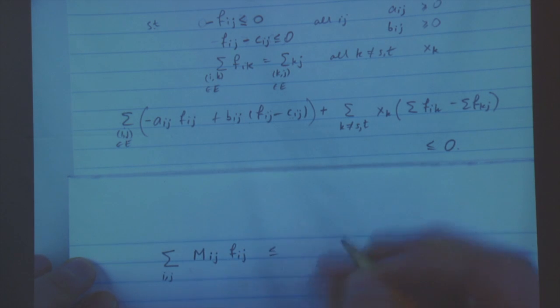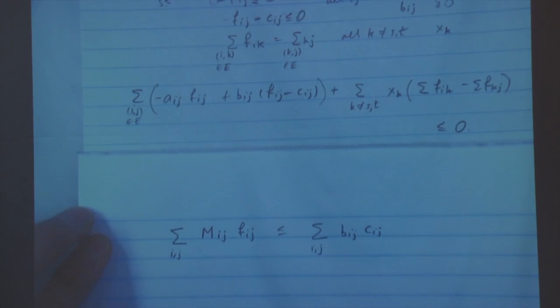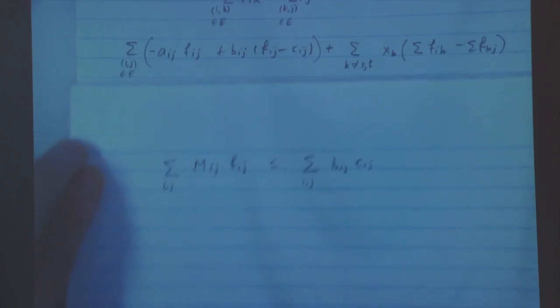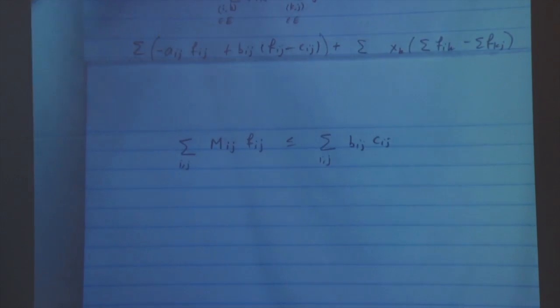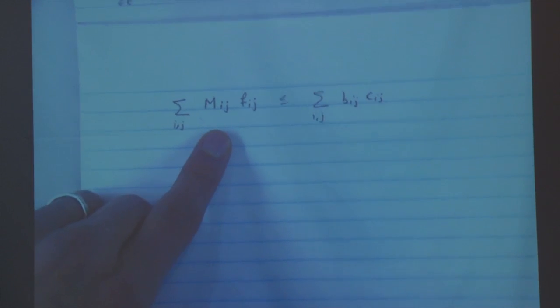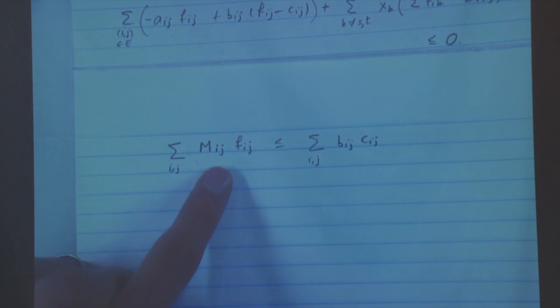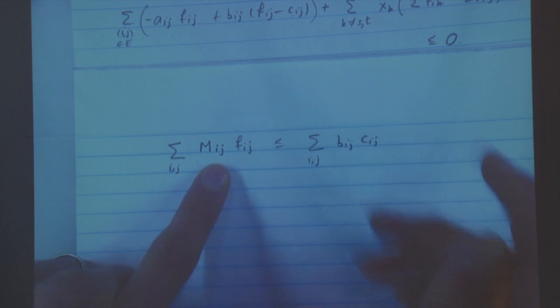So it's less than or equal to the sum of bij, cij. So I've not done anything clever so far. All I've done is introduce some notation. Now we have to figure out what these leading terms mij look like.